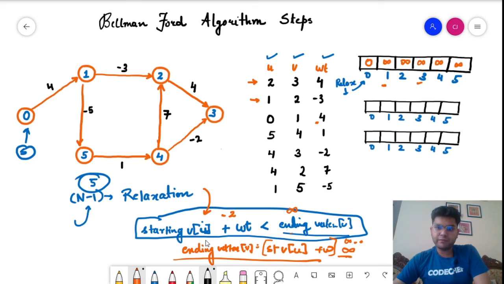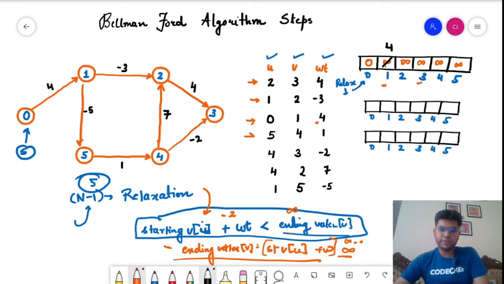Yeah, it is infinity, right? On vertex 1 there is infinity, so yeah, 0 plus 4 is less than infinity, obviously. So what will be the updation at the ending vertex? That means at vertex 1 we'll update with the weight that we have found, that is 0 plus 4. So what will be the new weight now? The new weight will be 4, right? So this part of the relaxation is done.